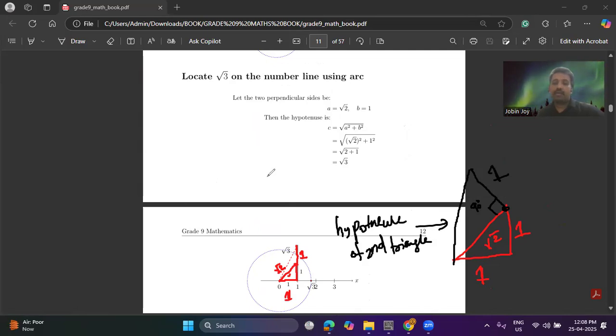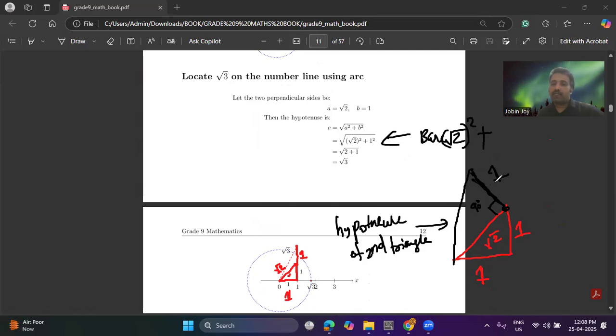Same. You have to apply the Pythagoras theorem, square root of base. What is the base here? Base is root 2. Okay. So here you can see base is root 2. Okay. So root 2 square plus what is the here? This is the altitude.